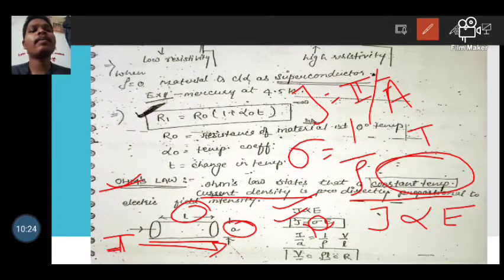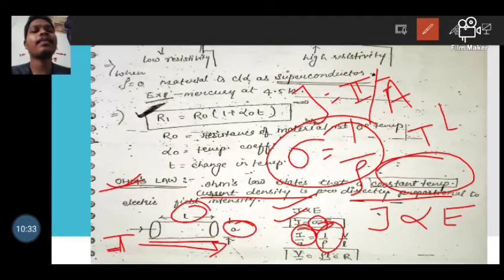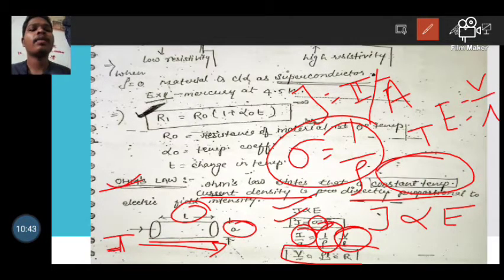Here, putting the value of J, that is I divided by A, and sigma is equal to 1 divided by rho, and the field intensity E is equal to voltage per unit length of the conductor. By applying this we will be able to calculate the voltage. So voltage is equal to rho into L, that is equal to I into R. Okay, so this is your Ohm's law.